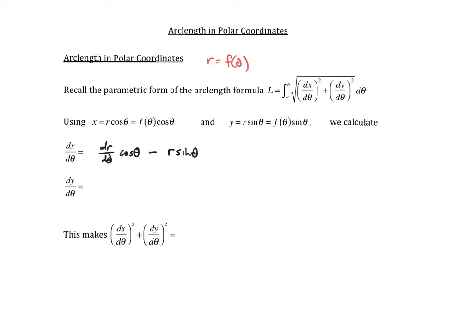If we do the same thing with the y coordinate, you're going to get dr d theta, which is the derivative of f, times the second thing, which is sine theta. And then the derivative of the second thing is cosine theta. And we keep the first thing, which is r, put a plus sign in between those two. Okay. So now what we want to do is find a formula for what's inside the square root over here. So we need to basically do some algebra.